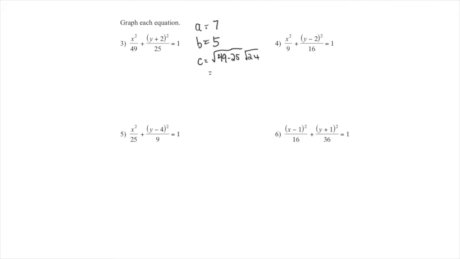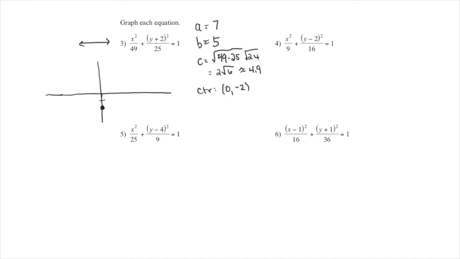In this example, we go straight into finding A, B, and C. This one is going to have a horizontal major axis because it's going to run like the x-axis, because 49 is under x squared. So I'm going to graph the center first, and then I'll use A to go left and right to find my vertices, and I'll use B to go up and down to find the co-vertices.